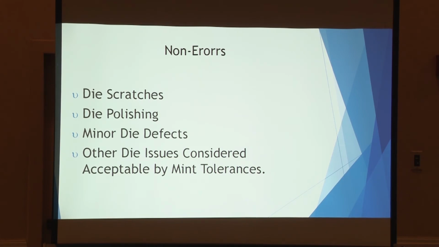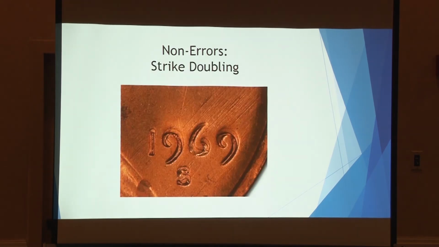Now, non-errors, but I sometimes get them at PCGS, or when I worked at a different grading service, I would get them quite frequently, are die scratches, die polishing, monodie defects, other die issues that are all within mint tolerances. So for it to be something that a collector or the mint would even consider different, it has to be outside of their range of tolerance. And all of this is considered within tolerance.